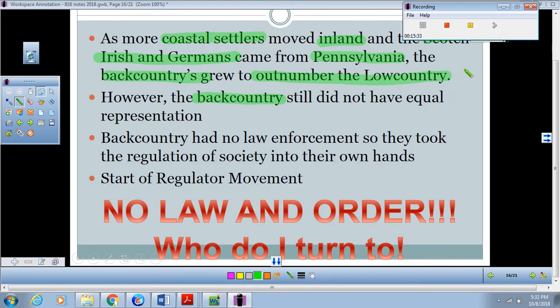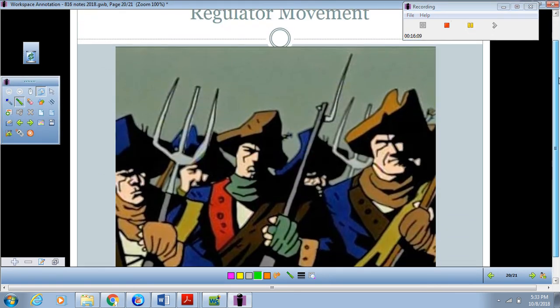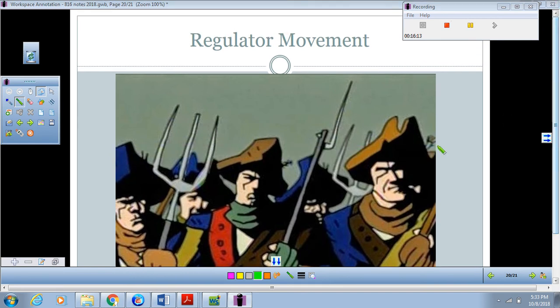Now, also, leading into the next part of the lesson, the backcountry had no law enforcement. So, those that lived there took the regulation of society into their own hands. There were criminals that were robbing people and murdering, and there were other problems. The people of the backcountry had to do something to take control, and what they started was the regulator movement. The regulator movement would be the citizens of the backcountry form vigilante groups, and they go out and punish criminals. This is what we're going to learn about next.